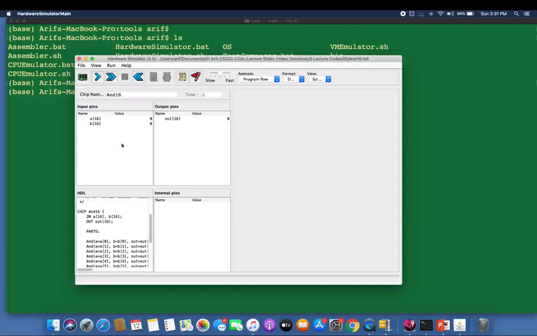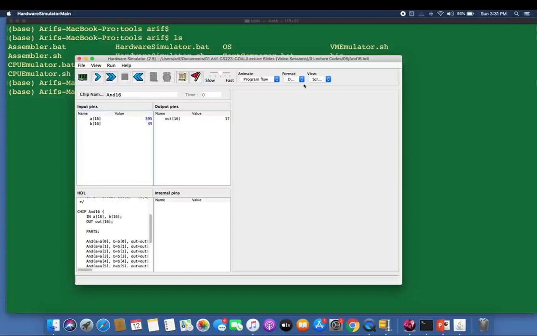This is the input pins pane. The format right now is decimal. Okay, fine. Let me place, let's suppose 595 over here, and let me place, let's suppose 49 over here. And now once I click this eval button, these two 16-bit numbers will be bitwise ANDed, and the output will be placed over here. And the output is 17.